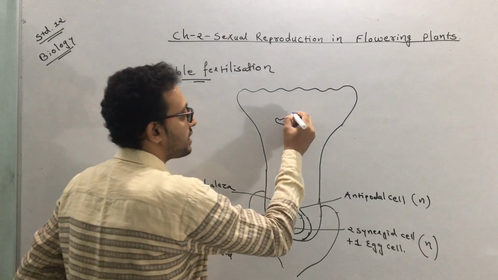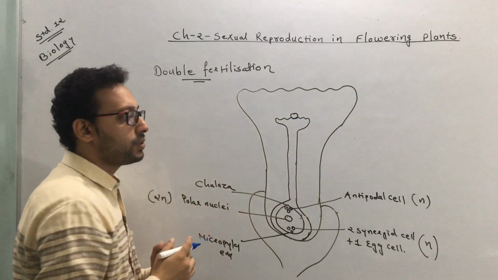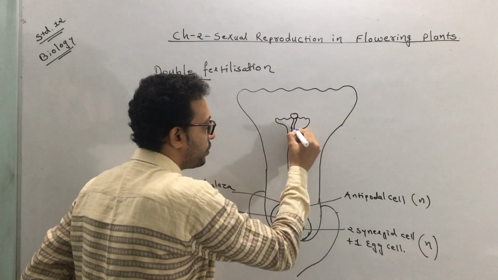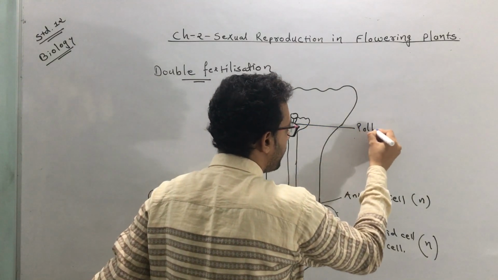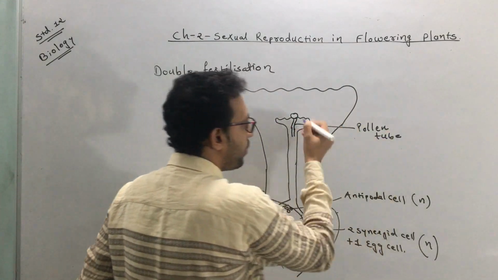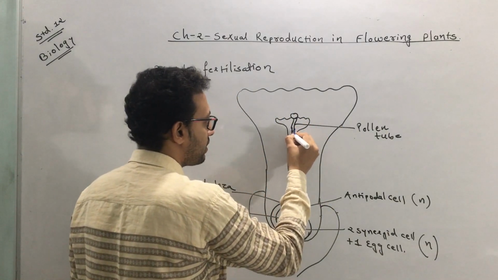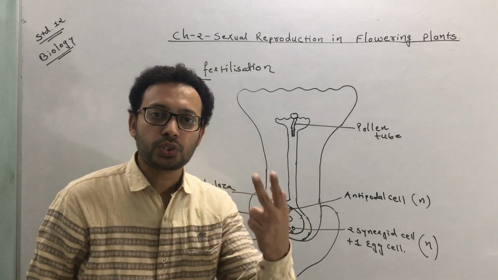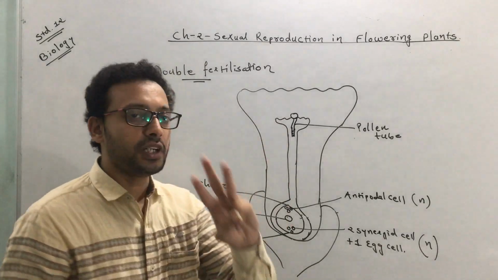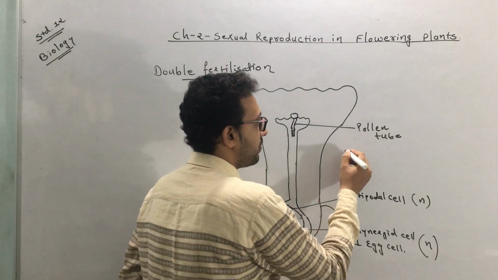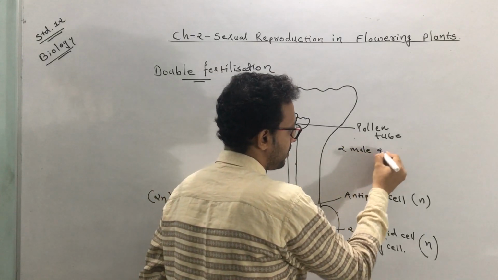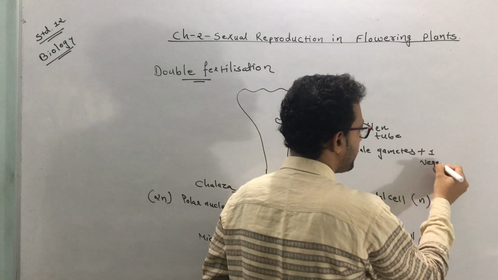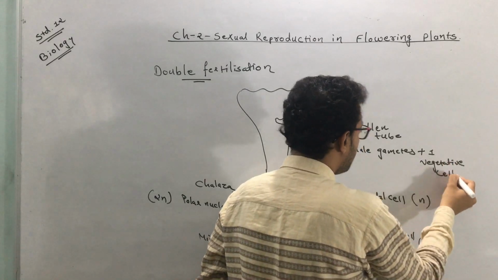To fertilize, a pollen grain falls onto a stigma. From the pollen grain, a tube develops on germination. You know what this tube is called: the pollen tube. The pollen tube contains cells. Whether the pollen grain is released at a 2-cell stage or 3-cell stage, ultimately in the pollen tube there are 3 cells. Which are the 3 cells? 2 male gametes and 1 vegetative cell.